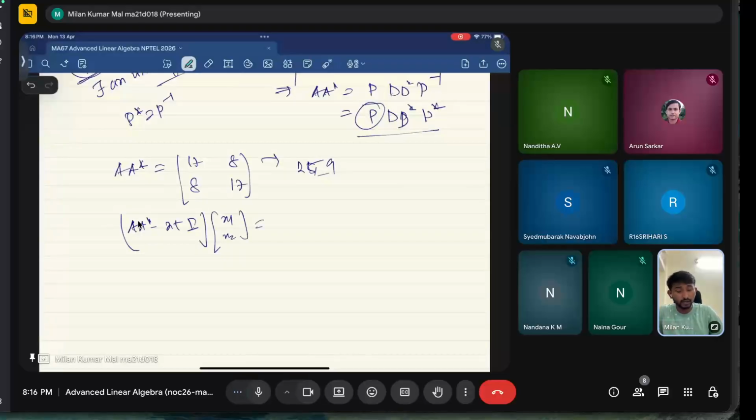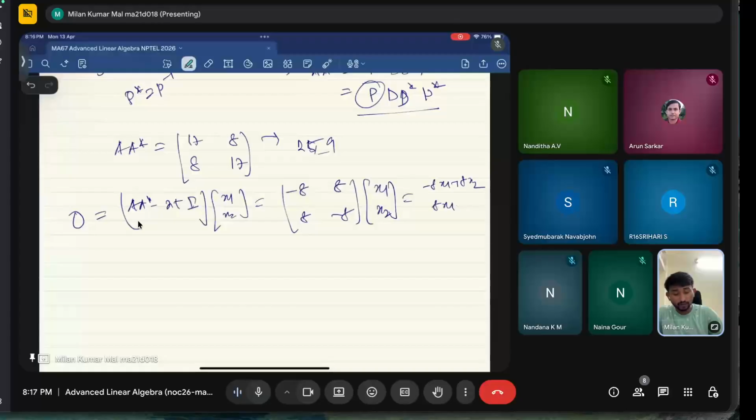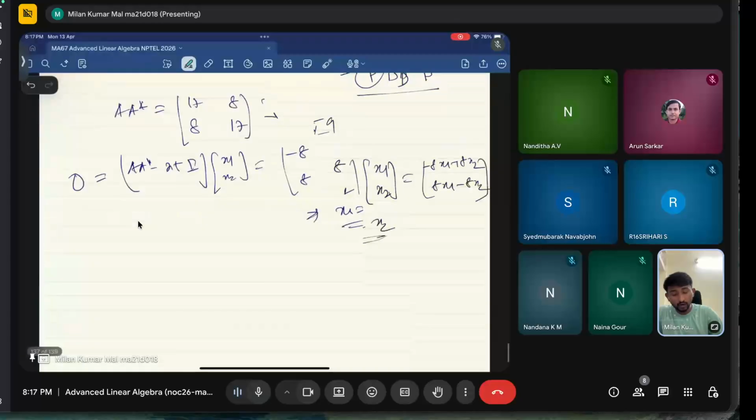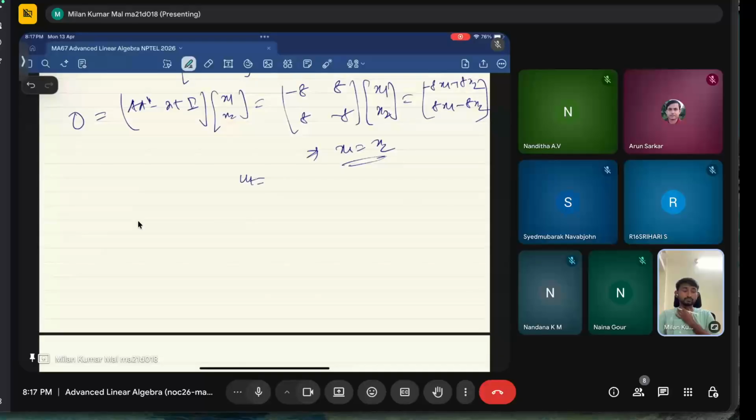I'm trying to find x1, x2, doing the calculation directly. It will be minus 8x1 plus 8x2, and 8x1 minus 8x2, and this gives that x1 is equal to x2. So what is the best possible choice of vector? U1 is equal to 1, 1. I need orthonormal, so the norm has to be 1. That's why I take u1 as 1 by square root of 2 times 1, 1.